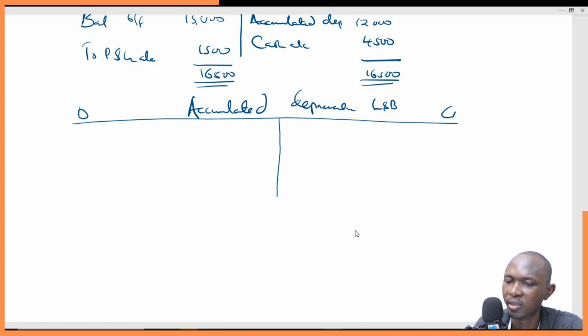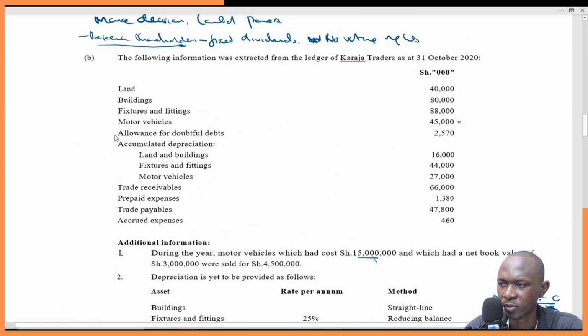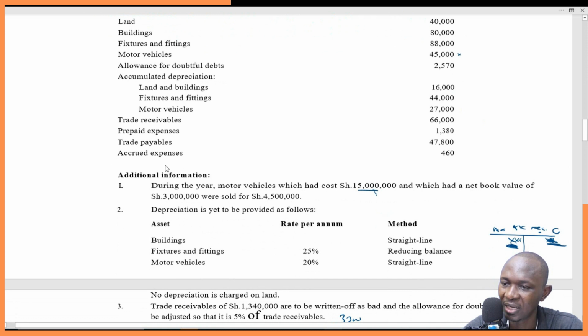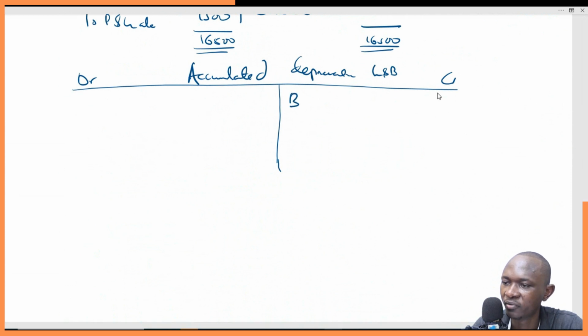Credit, debit. So accumulated depreciation. But remember also, if you fail all of them. So it's quite tricky. Land and buildings 120,000, but we are interested in the accumulated depreciation account. So we'll start with the figures here. Accumulated depreciation, land and buildings 16,000. So that's where we start from. We say balance brought forward 16,000, and then we add the depreciation for this year.